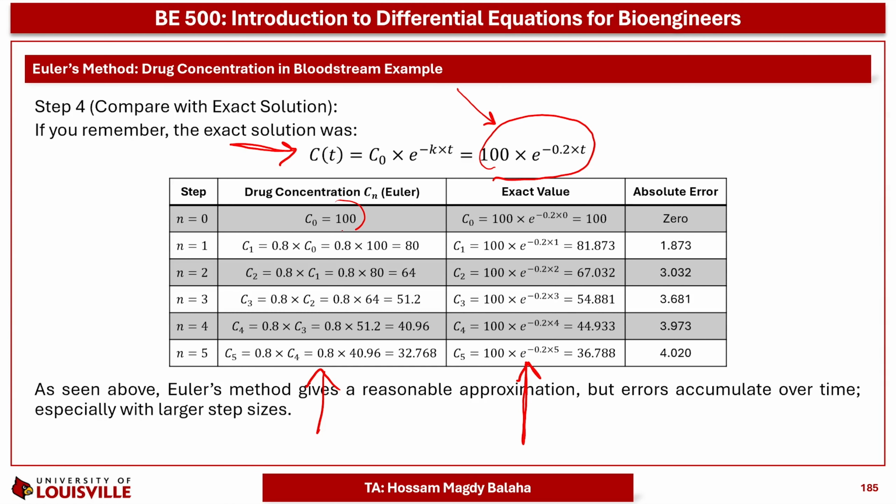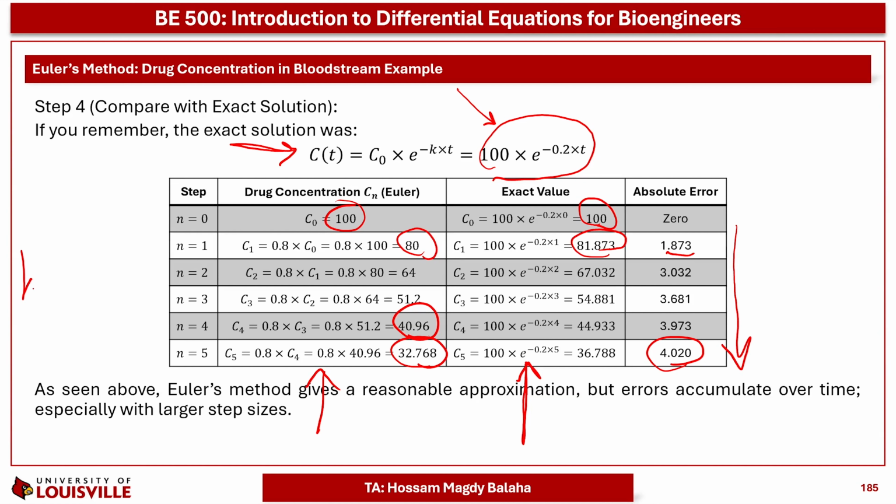So simply, 100 minus 100 is 0. 80 minus 81.873 equals that value. And doing so, you will get these absolute error values. And as seen here in this example, the Euler method gives a reasonable approximation. But if you notice here, the error accumulates over time, especially when you are using larger step sizes.